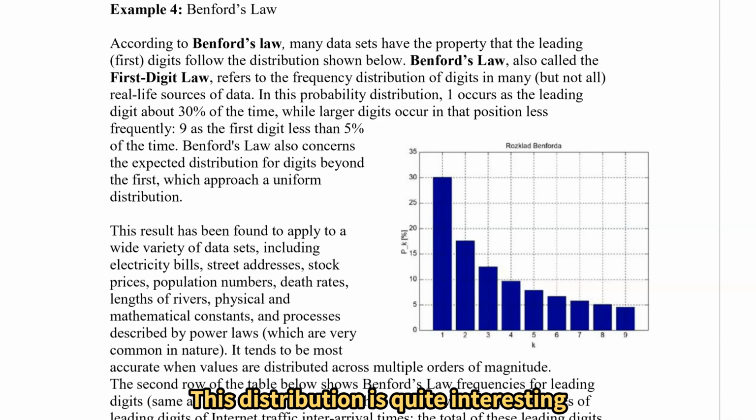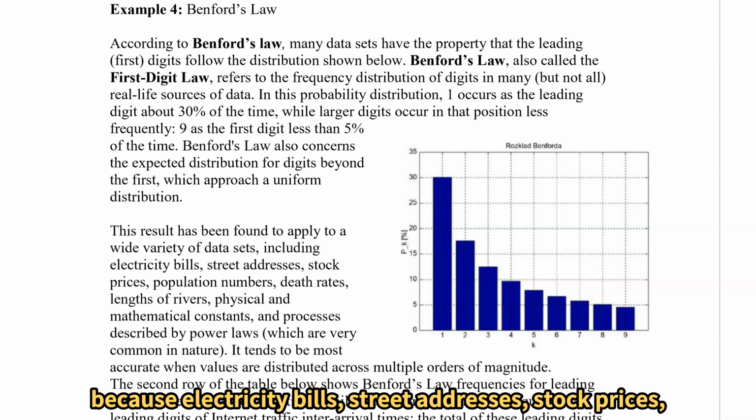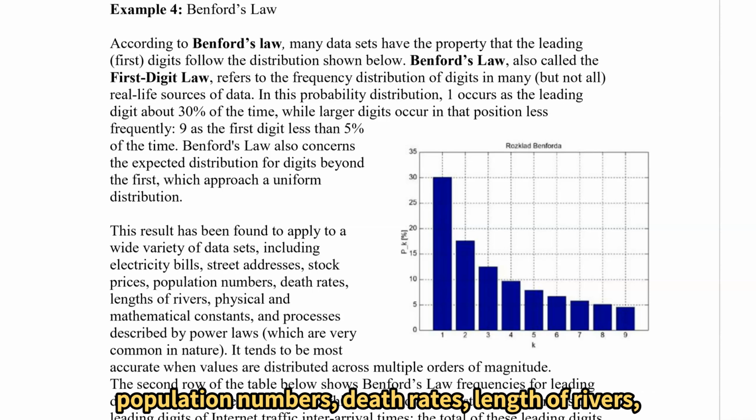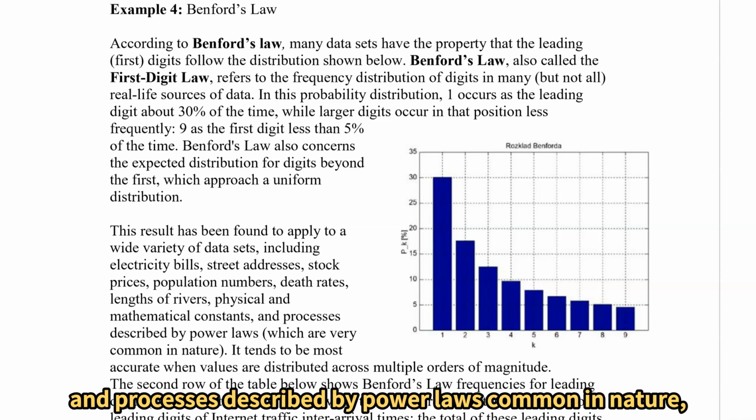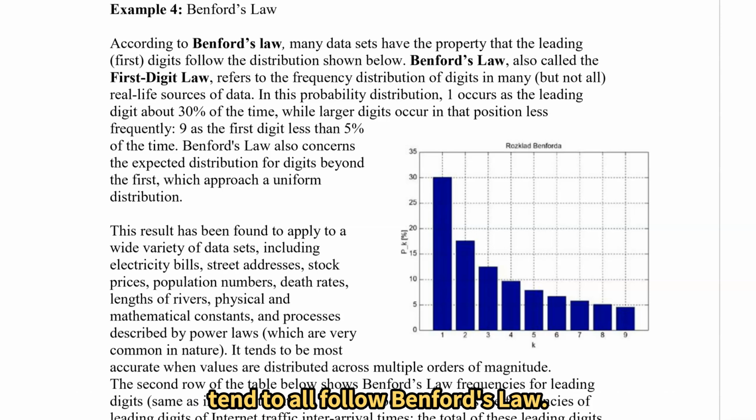This distribution is quite interesting because electricity bills, street addresses, stock prices, population numbers, death rates, lengths of rivers, physical and mathematical constants, and processes described by power laws, common in nature, tend to all follow Benford's law.